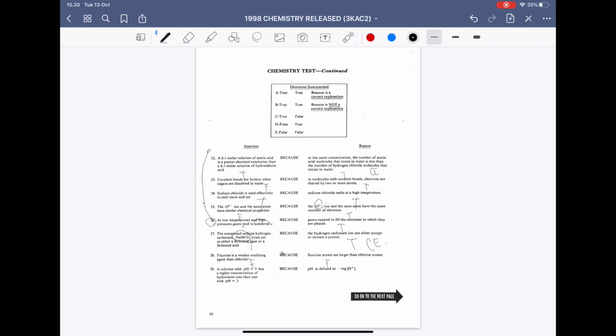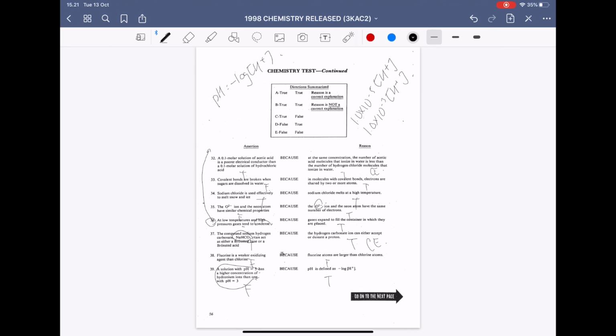Number 39, a solution with pH 5 has a higher concentration of hydronium ions than one with pH 3. This is false, because pH is defined as negative log H+. This is true. Now let's see why this is false. So the formula for pH is pH equals negative log of H+. And a solution that has a pH of 5 should have 1.0 times 10 to the power of negative 5 H+ concentration. For a pH of 3, 1.0 times 10 to the power of negative 3 H+ concentration.